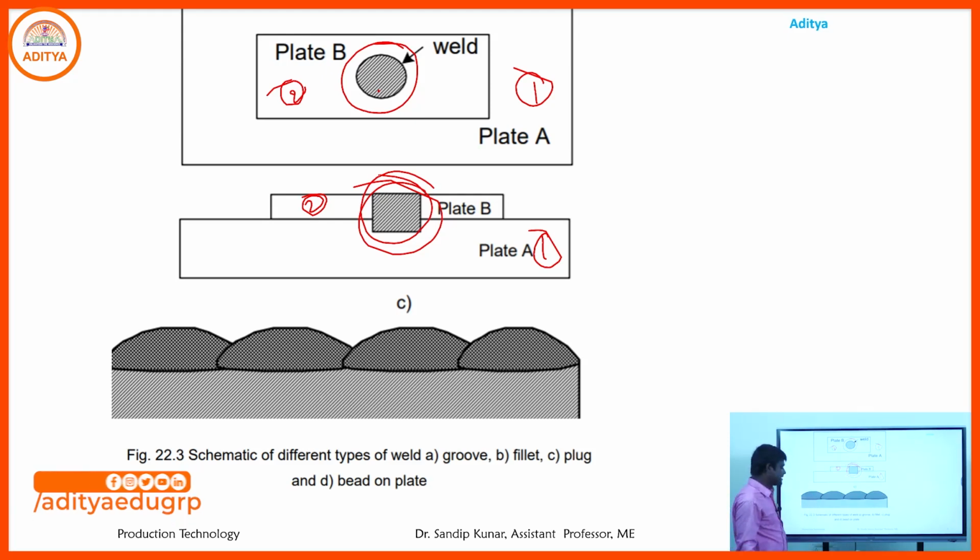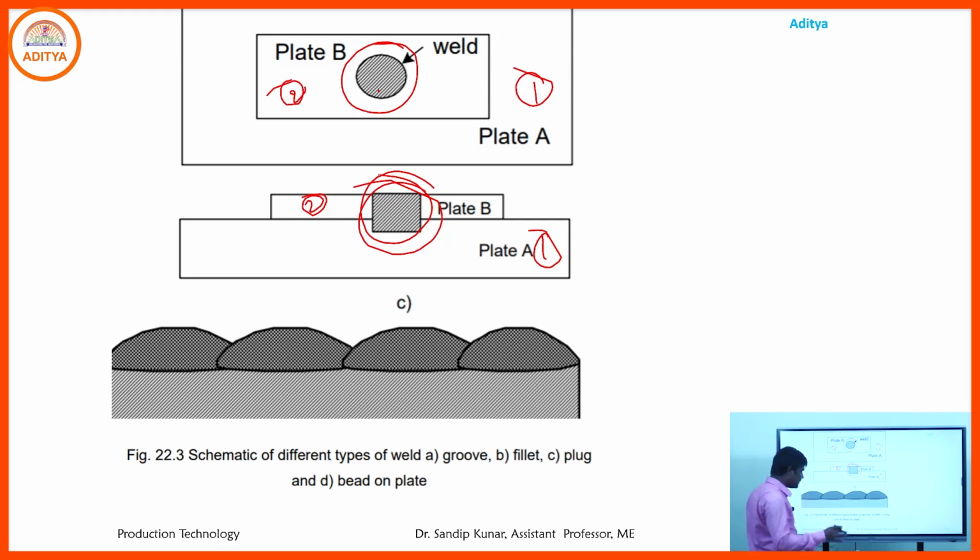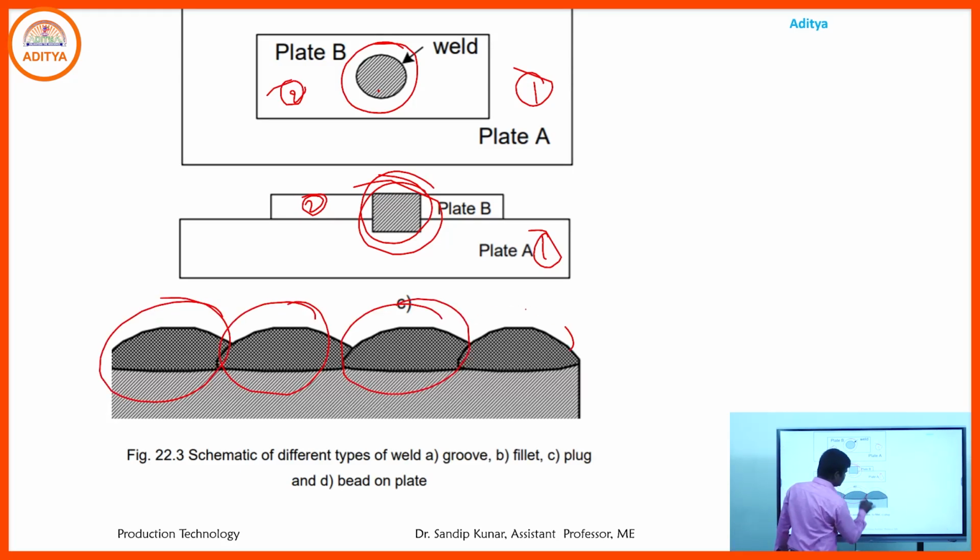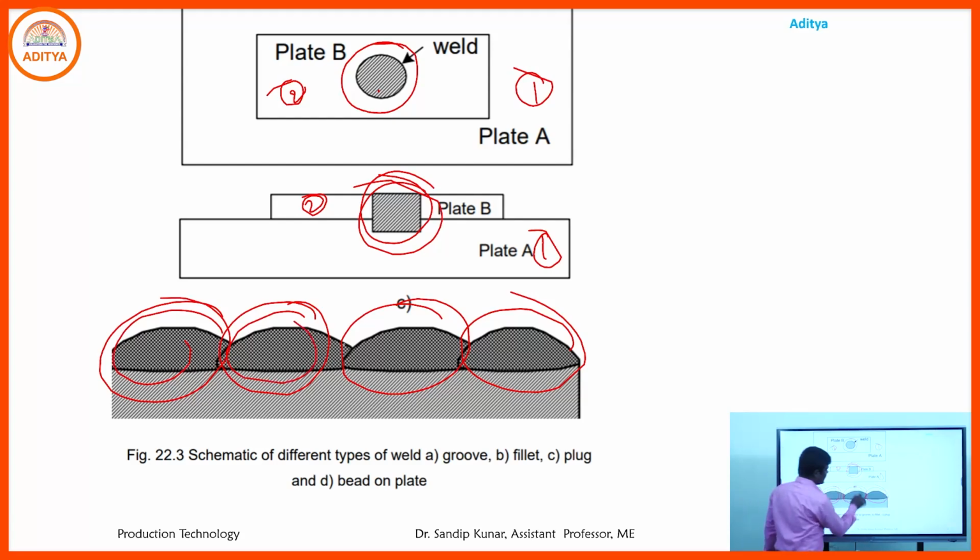Another is bead on plate. After melting the parent metal, some metal will be accumulated. Due to the accumulation of that molten metal, the accumulated welding part, the melted part, is called the bead. That is the bead type on the plate.